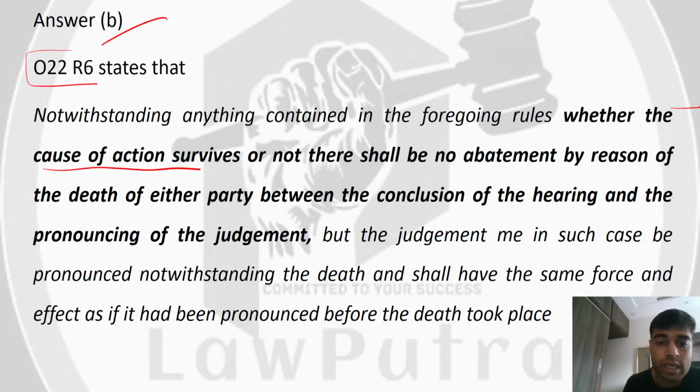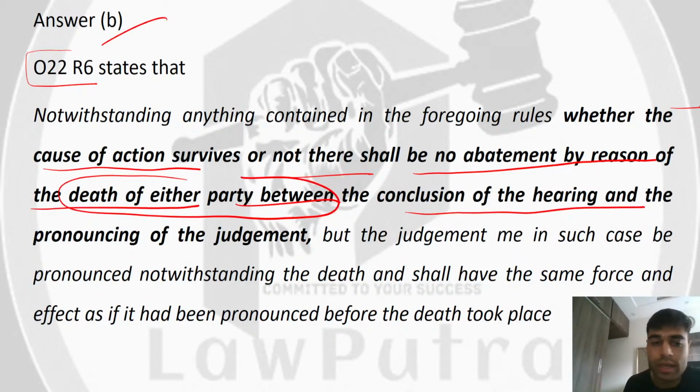Whether the cause of action survives or not, there shall be no abatement by reason of death of either party between the conclusion of the suit. So death of either party between the conclusion of hearing and pronouncing of judgment. Okay, because see, in the final stages there is no reason to stop the proceeding. Otherwise, those in whose favor the proceeding was will face loss. Right, justice and equity say that if a trial has been done, and it has come in their favor, the court has even recognized it, then if you cancel those proceedings, this is against the principle of justice, equity and good conscience.